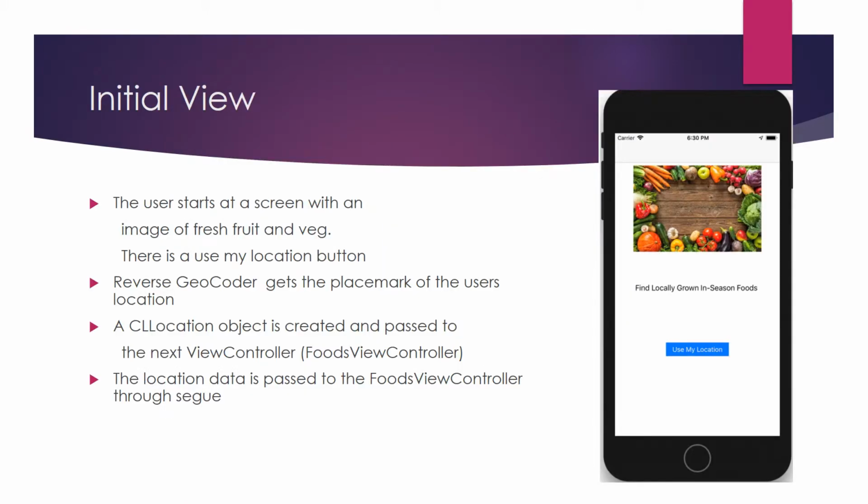So here is the initial view controller. We can see the user starts at the screen with an image of fresh fruit and vegetables. There is a Use My Location button. Now we use reverse geocoder to get the placemark of the user's location. A CLLocation object is created and passed on to the next view controller, which is the Foods view controller. The location data is passed to the Foods view controller through a segue.